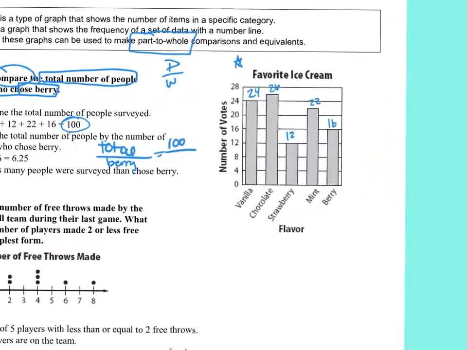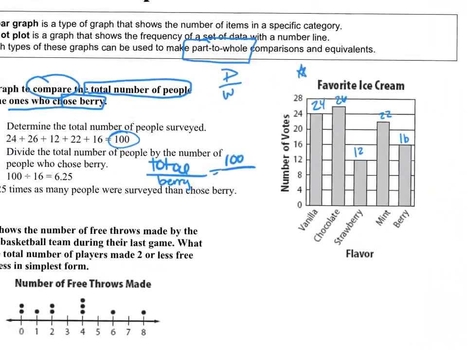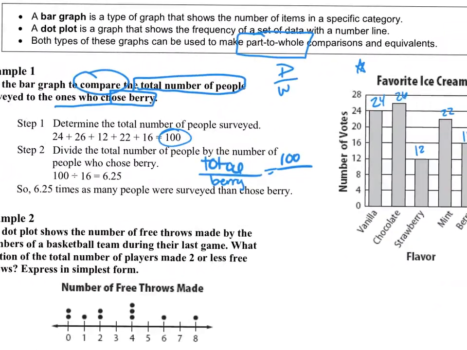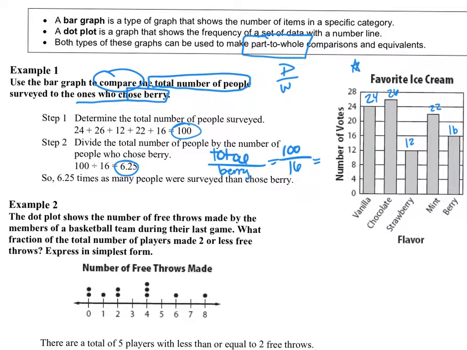And then how many chose Barry? 16 chose Barry. So we would divide that. 100 divided by 16. So it means 6.25 times as many people were surveyed than chose Barry. So 6 times more people.